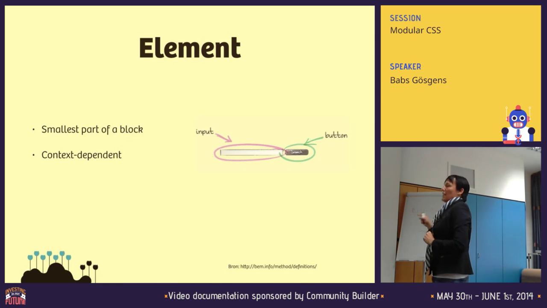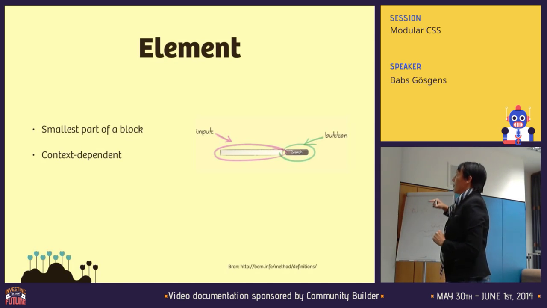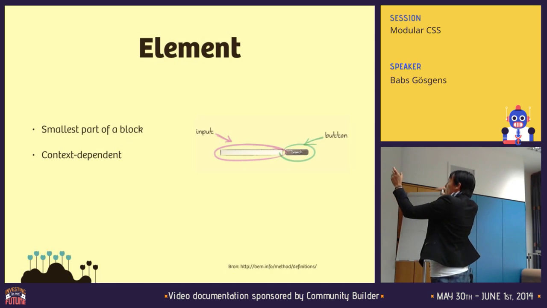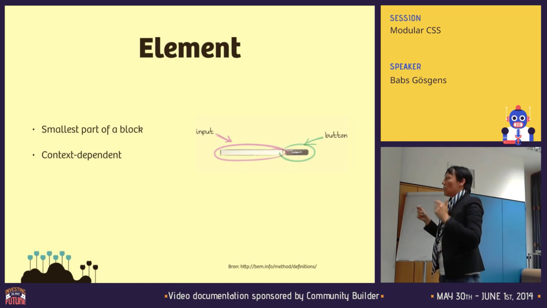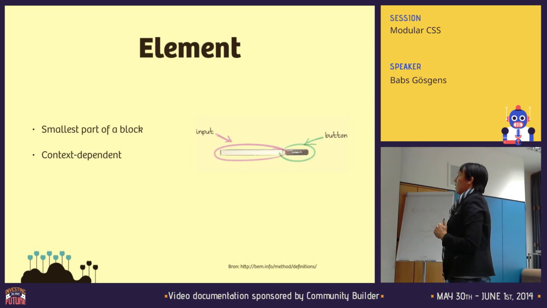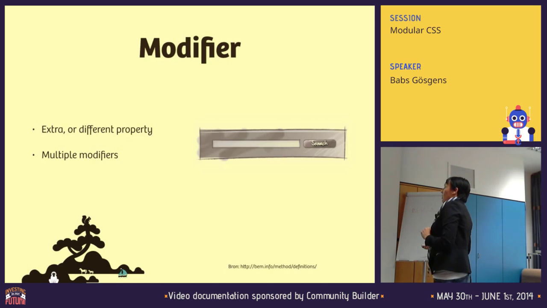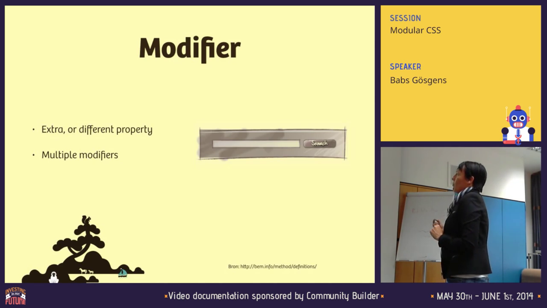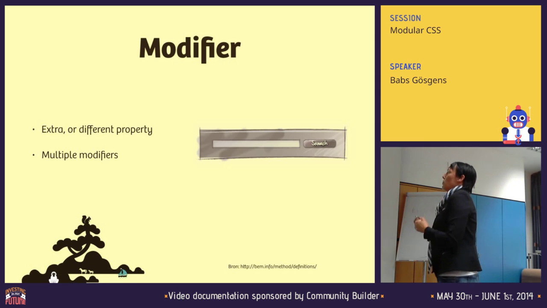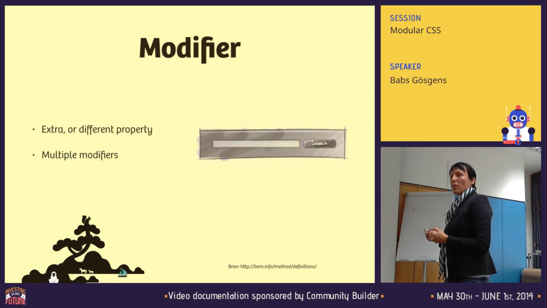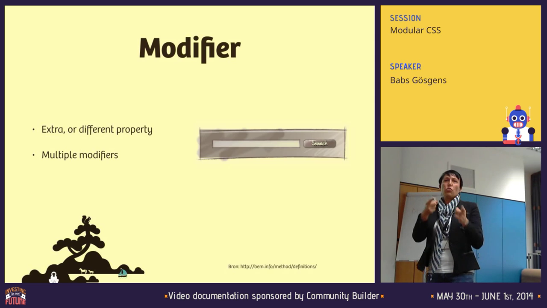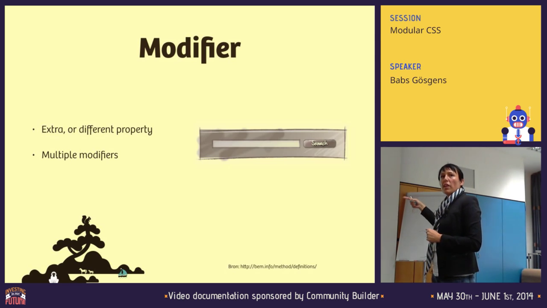And it's context dependent because it's inside the search. And it will have search underscore underscore input as a class name, for example. Whereas the block is context independent. That's very important. And we can give them slightly alternating properties by giving it a modifier class. And now, back to your question, by using this annotation, you can still convey meaning through your class names.